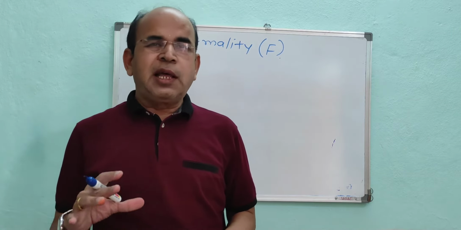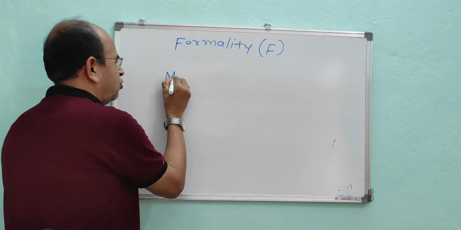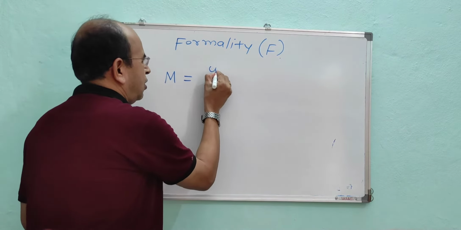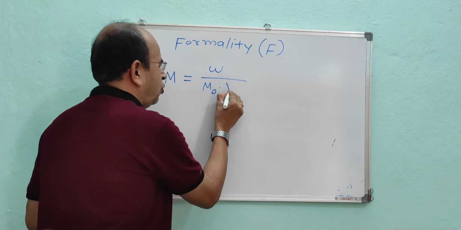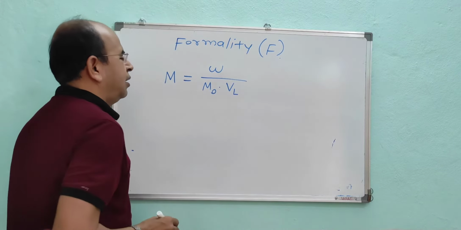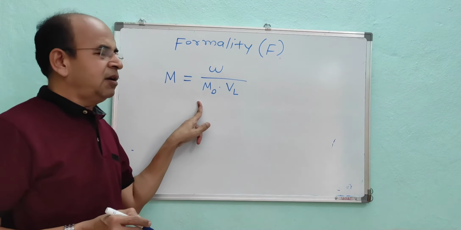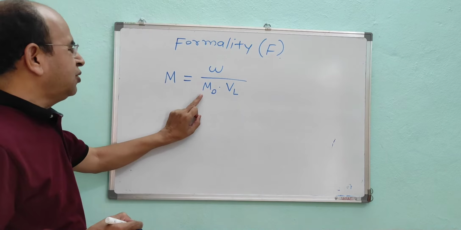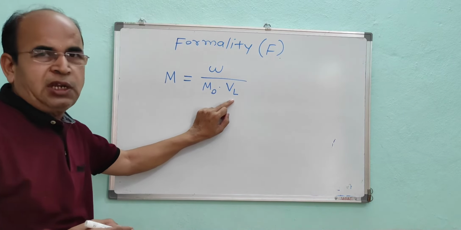You know what molarity is? Molarity is equal to W upon MO into VL. Here W is the weight of the solute divided by MO. MO is the molar mass of solute, and VL is the volume of solution in liter.